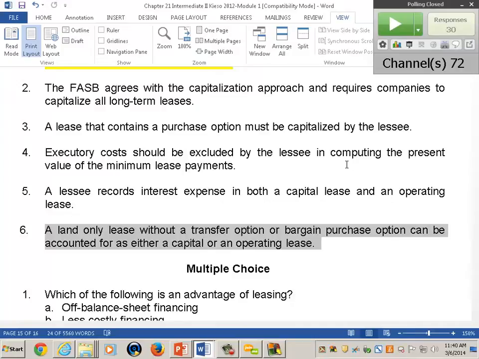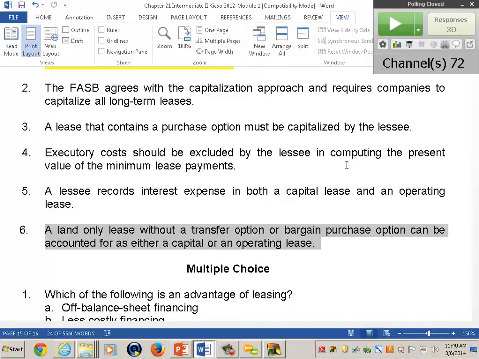Well, if you take the lease term and you divide it by the economic life of land, it's like approaching infinite. So obviously this is going to go to 0, and you're never going to get anywhere near 75%. So that knocks that out.